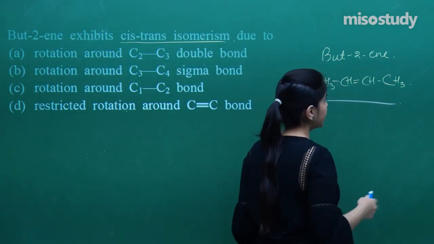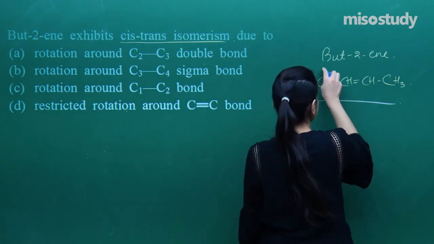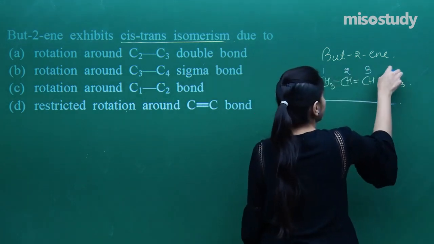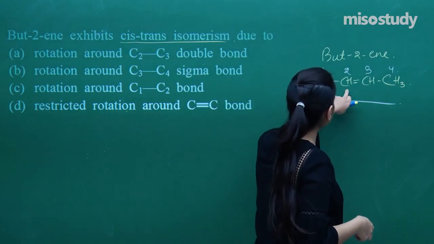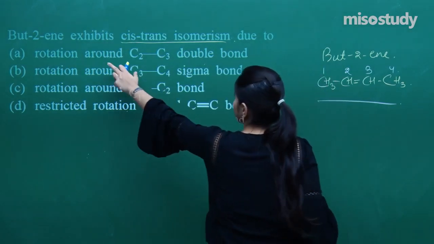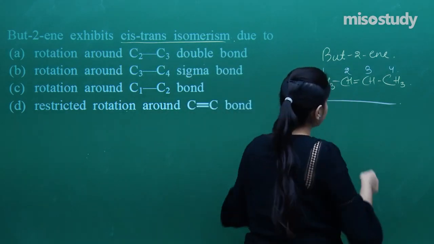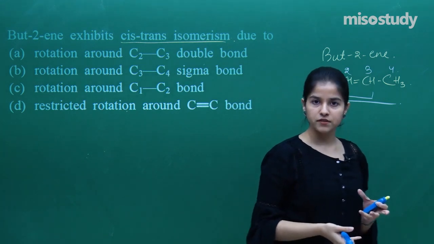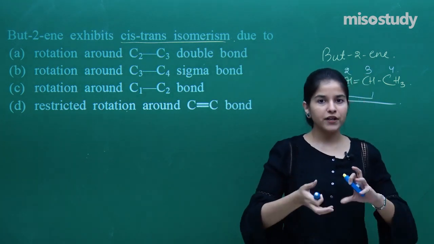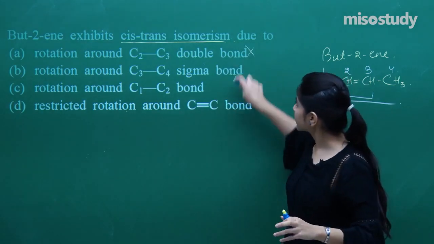So that is butene. I can number the carbons from either of the sides, that would be the word root, 1, 2, 3, 4. Right? So here, carbon number 2 and carbon number 3, they are asking: rotation around the C2, C3 double bond. So here, there is the double bond present. Can I rotate this double bond? Not at all. If I rotate it, it will break. Clear? So this option is incorrect.